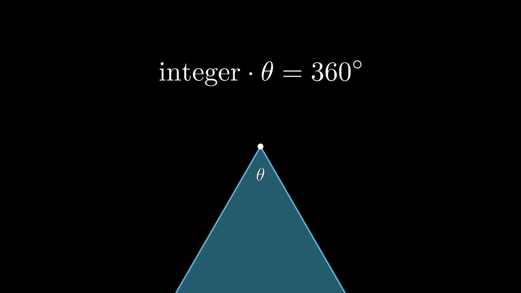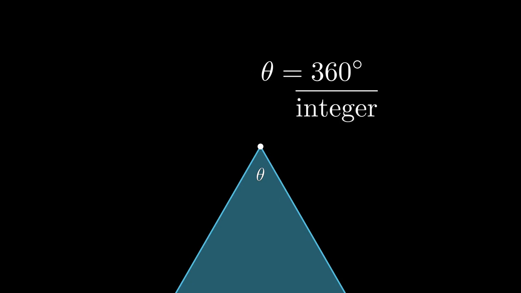And what that means is that if a triangle is to tile the plane by reflections, then the angles in that triangle have to be 360 degrees divided by an integer. But we know something else about triangles. We know that the three angles in a triangle in the plane add up to 180 degrees. So let's use that fact.